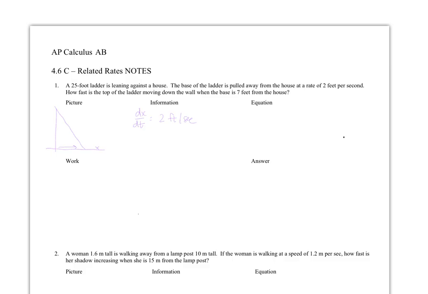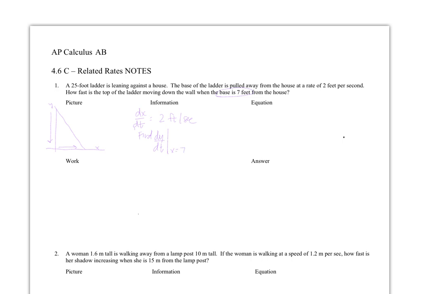And then it's asking how fast is the top of the ladder moving down the wall. So the top of the ladder is going down this way. This is the y-axis. So we're trying to find dy/dt, specifically when the base is 7 feet from the house. So when x is 7.